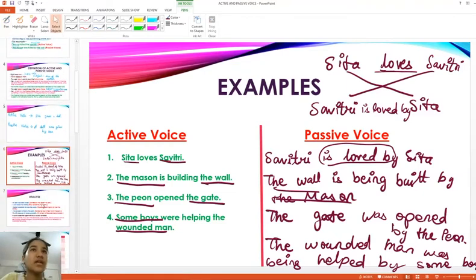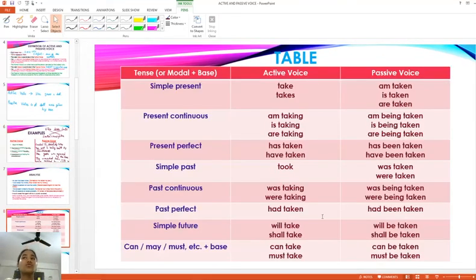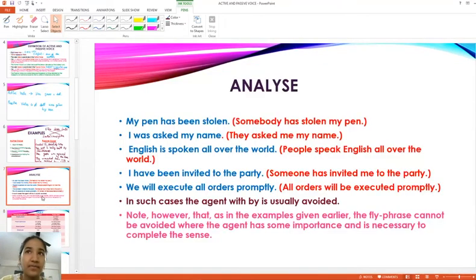I hope you all understood till here. We'll also be learning how to change the verb. It's a very important table. This table I'll be explaining in the next upcoming video. And for this analysis, let's just complete it. Okay, so what do we analyze? What is this analysis all about?